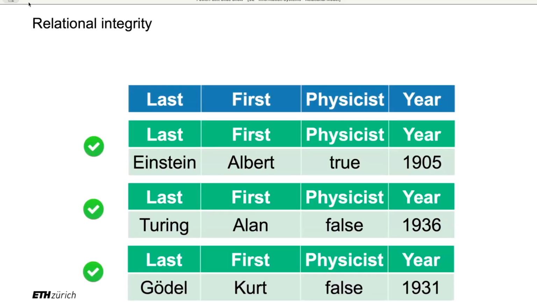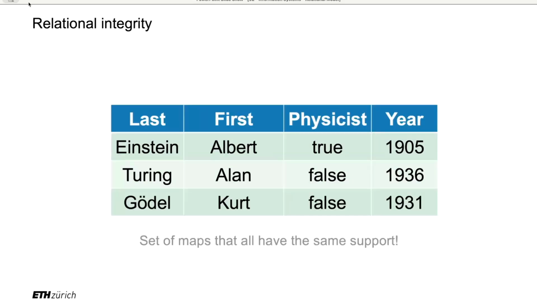But my collection, in order to qualify for me to call it a table, has to additionally fulfill one more criterion, that is relational integrity. I also ask that that collection, that set of maps, then all the maps must have the same support, the same attributes like this. And when I have a set of maps where they all have the same support, I can push a button and glue them together in this way, and now I have a table. Okay, so this is the idea.